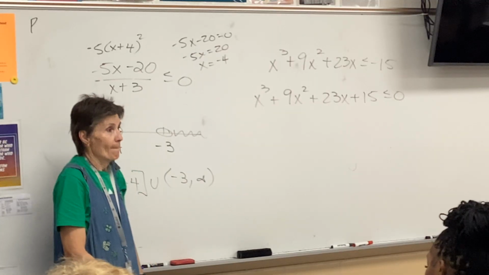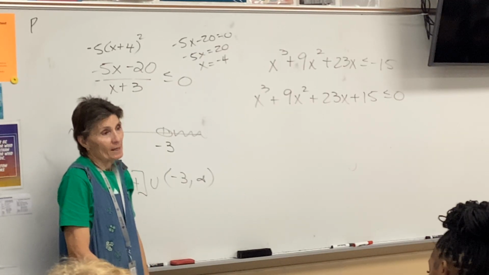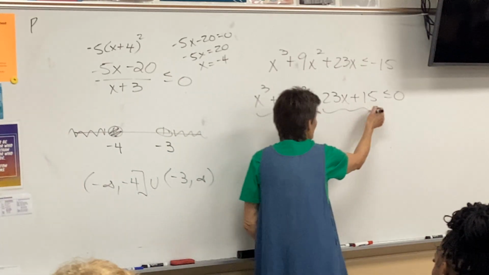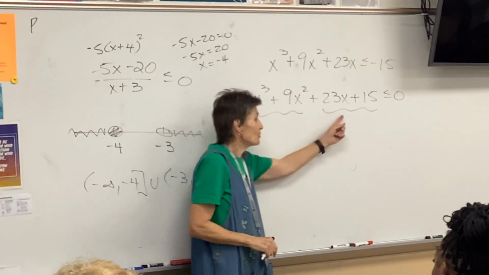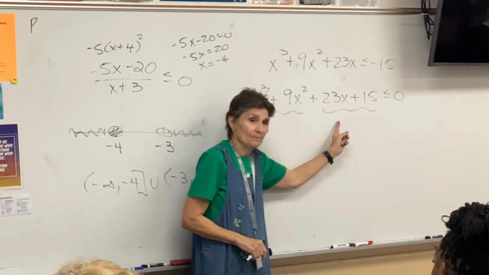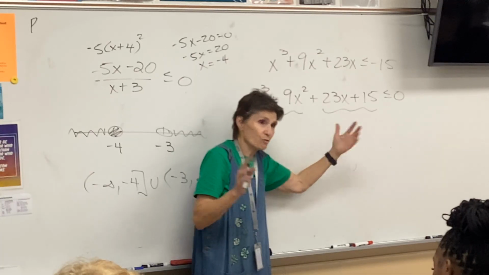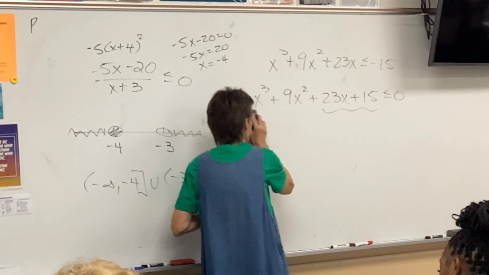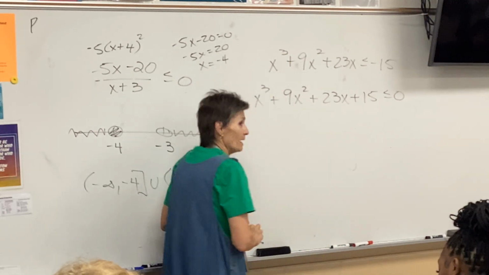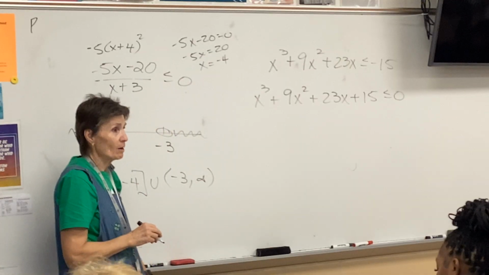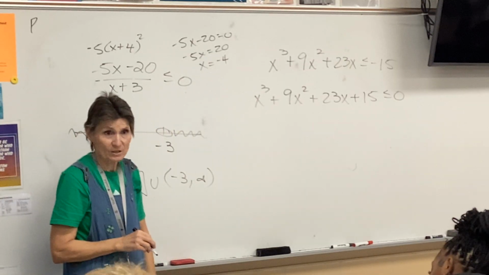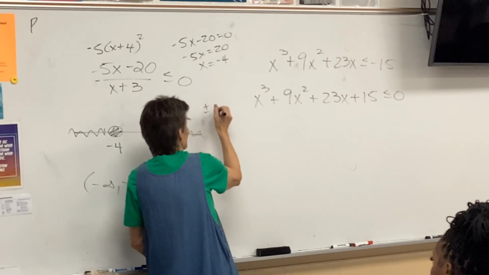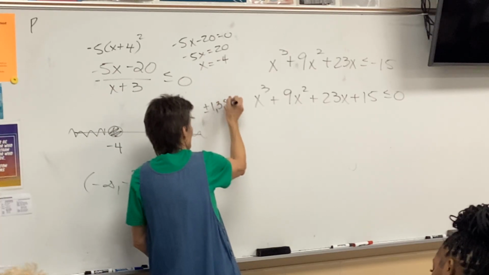Now what? We would love to do this grouping, but look at those numbers, guys. Are you going to be able to do anything over here? You can try, but you're not going to be able to group it. So if I can't group it, then I have no choice. I have to do my PRRs and synthetic division. So this one's not bad. What are your PRRs? 1, 3, 5, and 15.